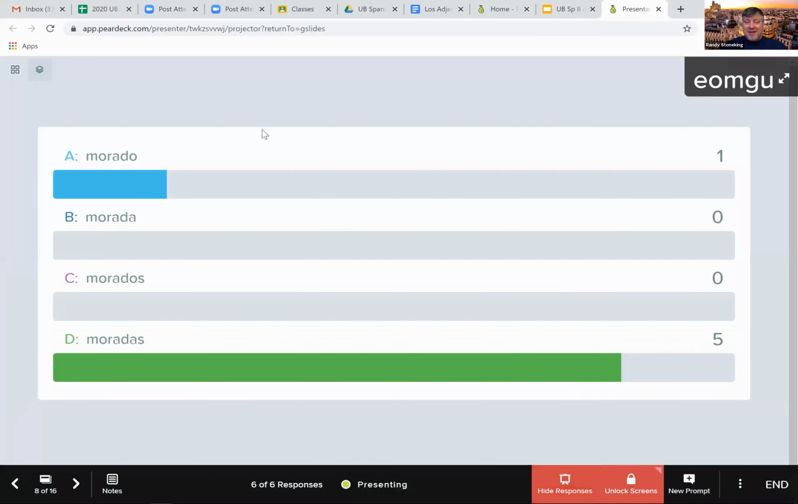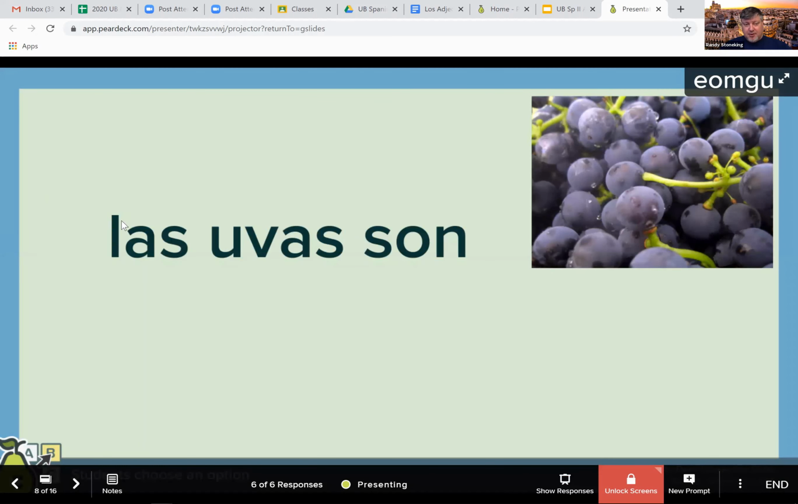But then we have to decide, are we going to use morado, morada, morados, or moradas? So the 4 different options of the word, depending on the word that it's modifying. So let's go back and look at your question again. We know that this word is las uvas, the grapes. Are the grapes masculine or feminine? And are they singular or plural? We always look at that first word, either el, los, or las. We also know that it ends with as. It's feminine and it's plural.